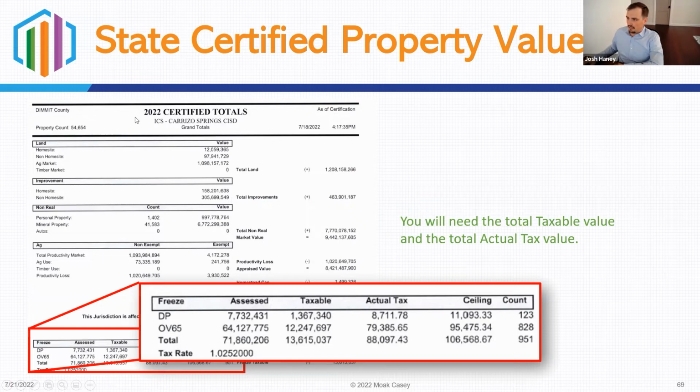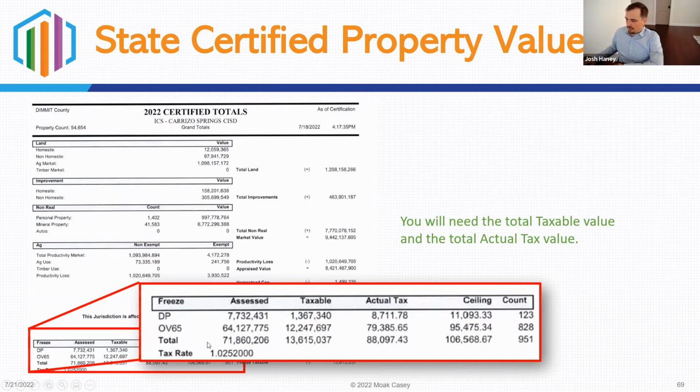And that's again, we're on the certified total page, we're on the grand total section, and we're looking at this freeze table down at the bottom. Okay, so you'll need these totals here, both for taxable, okay, not assessed, you don't need that. You need it for taxable and you need it for actual tax. You need these two numbers.